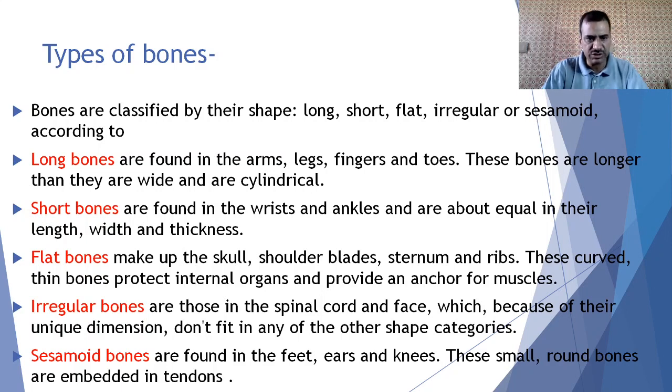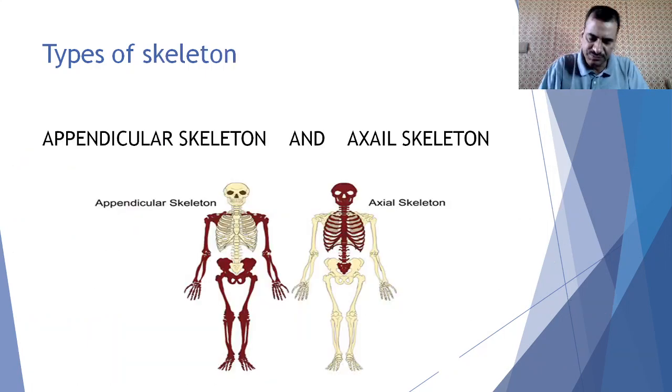Then flat bones are there, and irregular bones, which means they have no special shape, and sesamoid bones, which are developed in the tendons. We will discuss all these bones one by one. Now we come to skeleton. What is skeleton? Skeleton is the articulated structure of all bones.